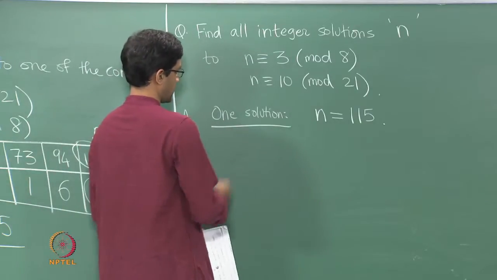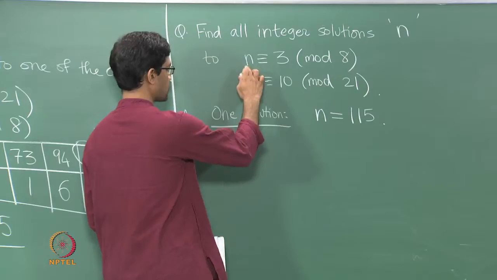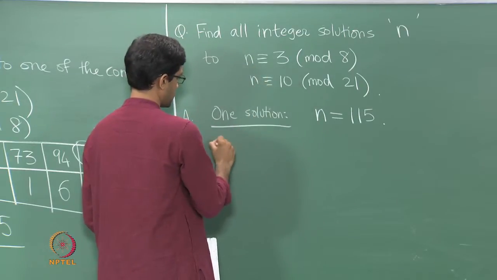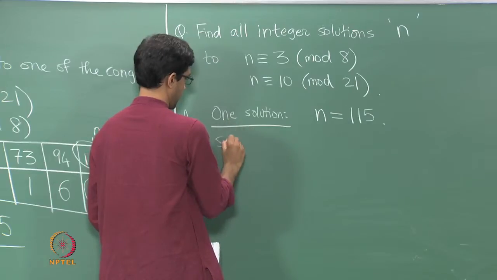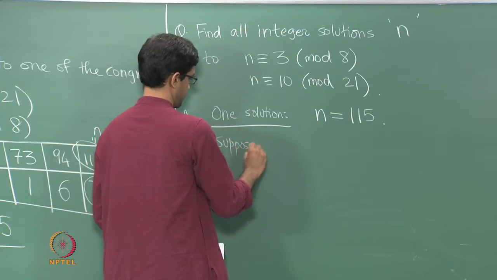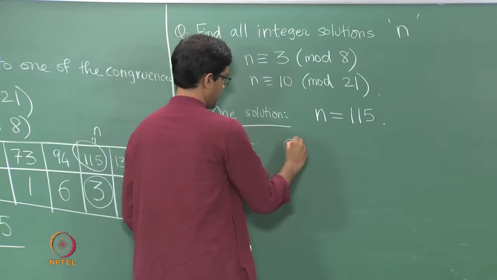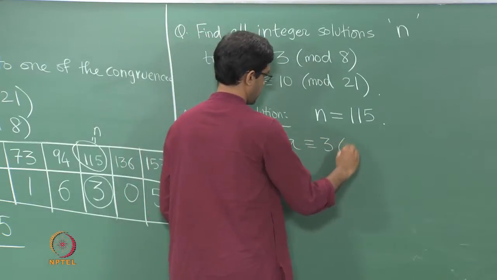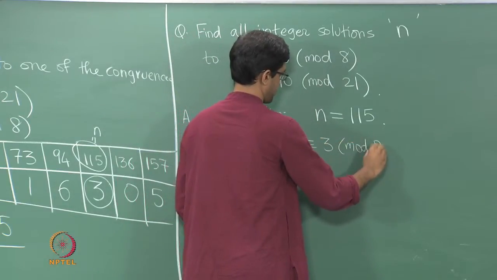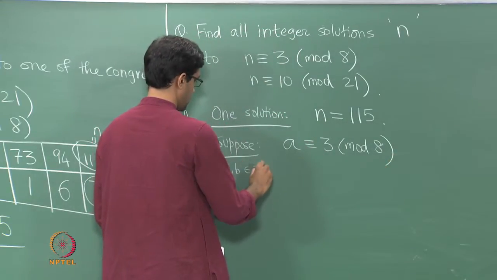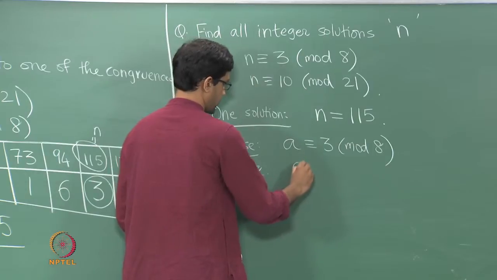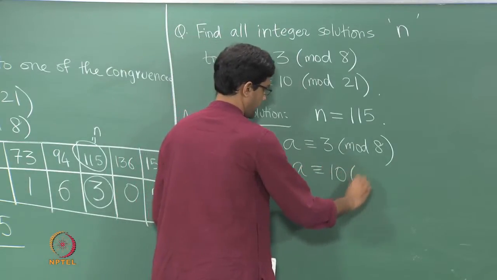Now here's the key point. Suppose I have two solutions to these congruences. Okay, so suppose A and B are solutions. So suppose I have two solutions A and B. So A is congruent to 3 mod 8. And let me say A and B are integers satisfying A congruent to 3 mod 8 and 10 mod 21.